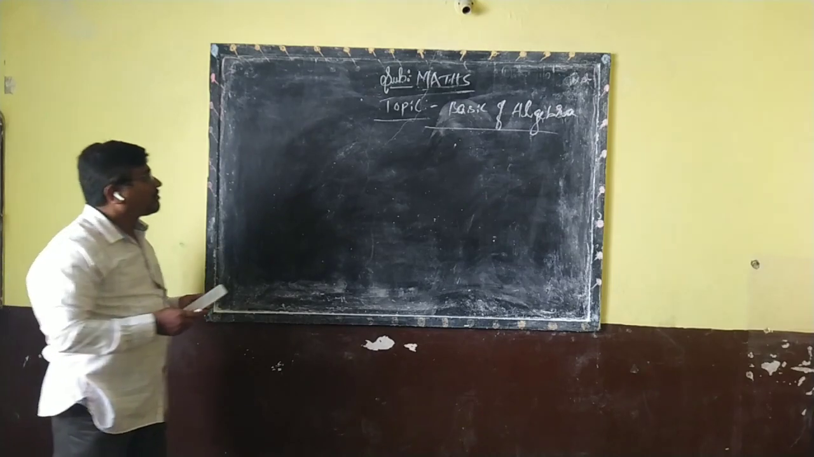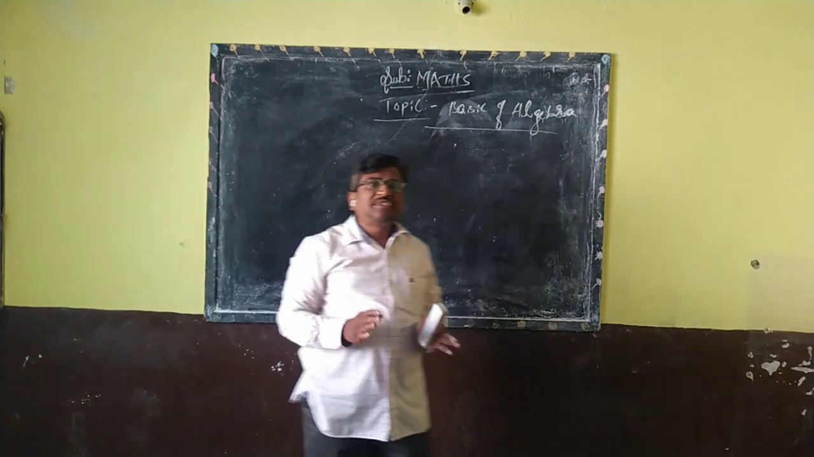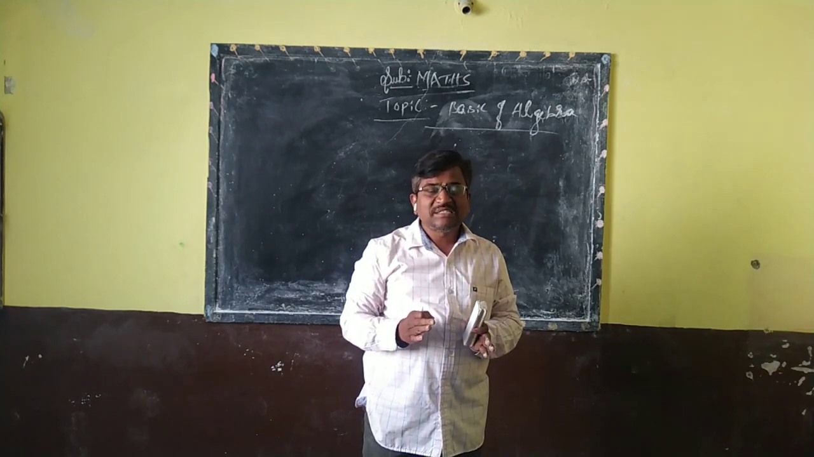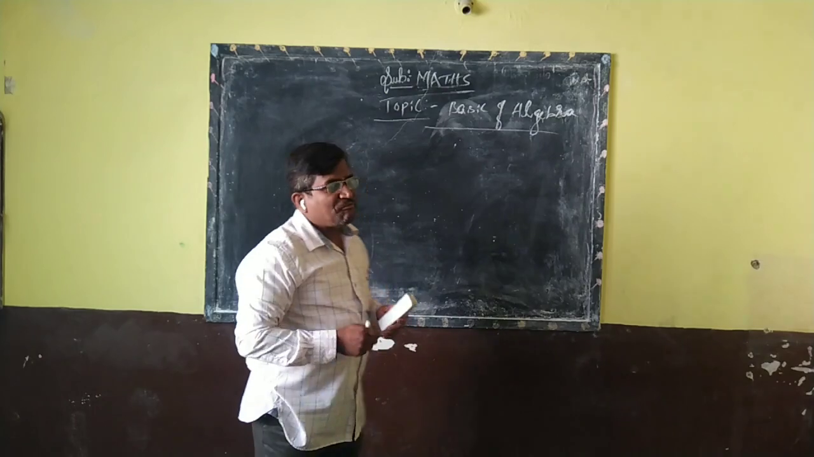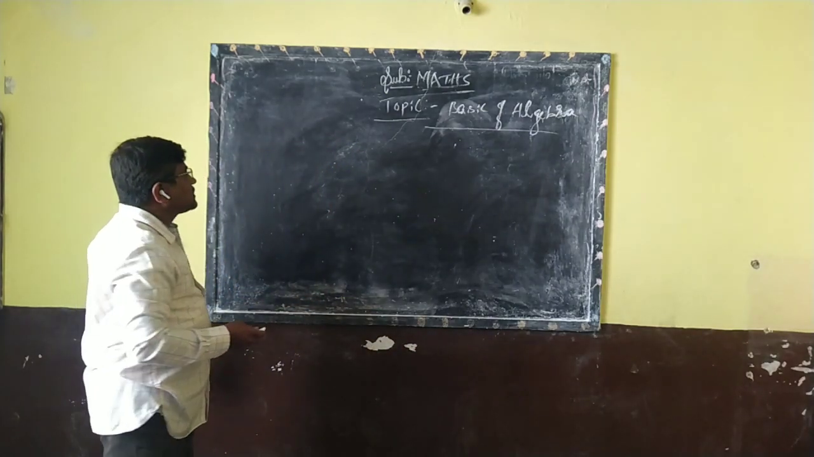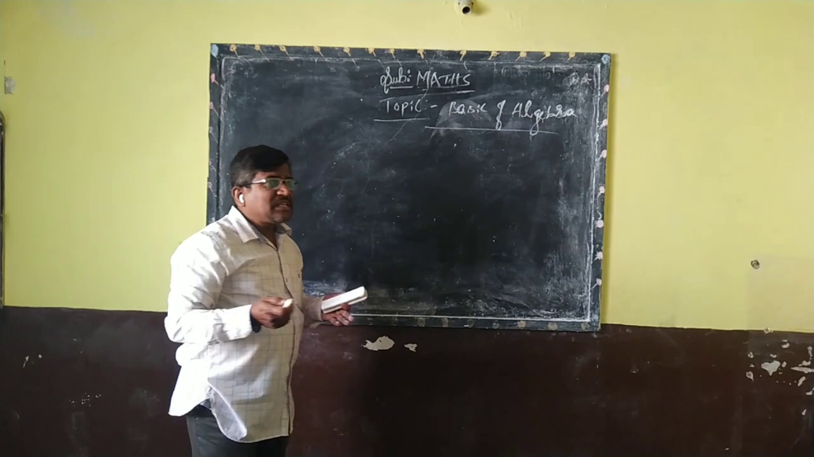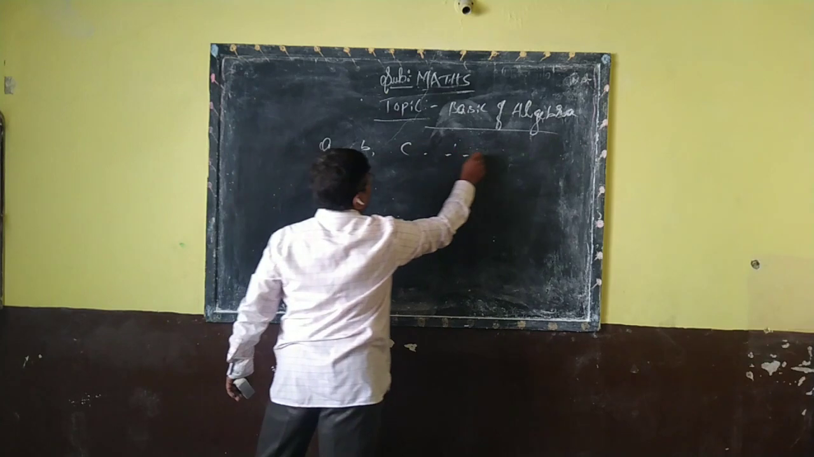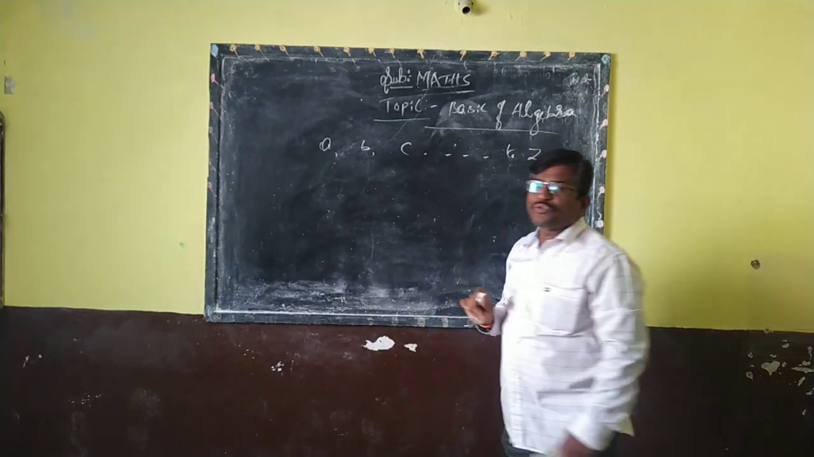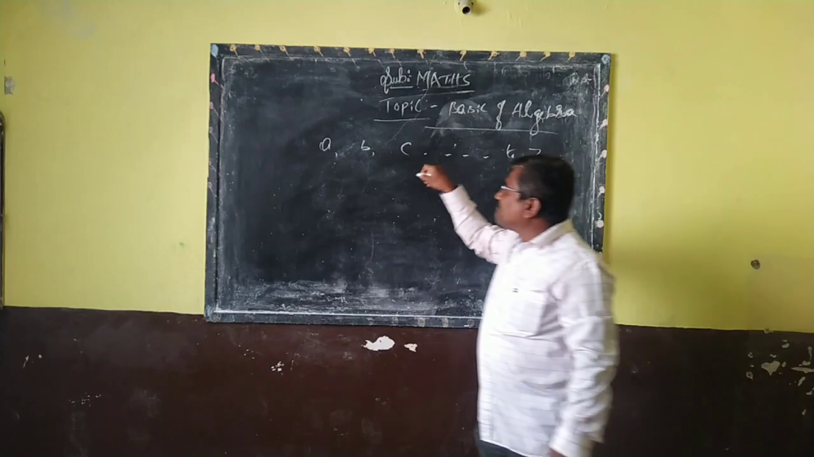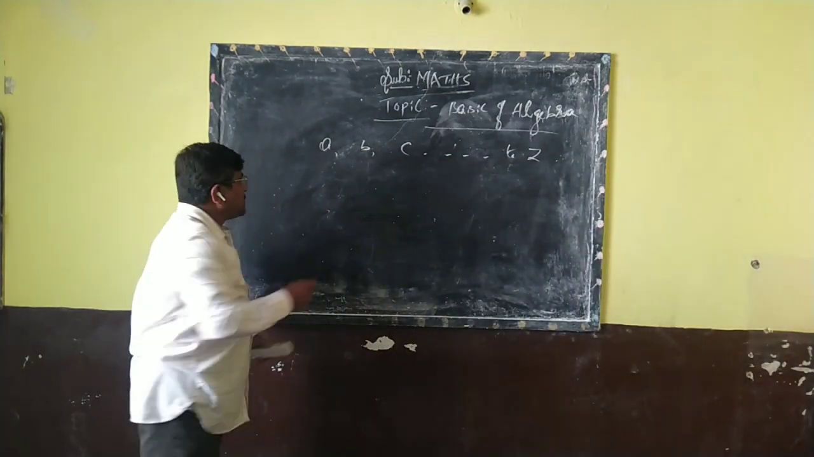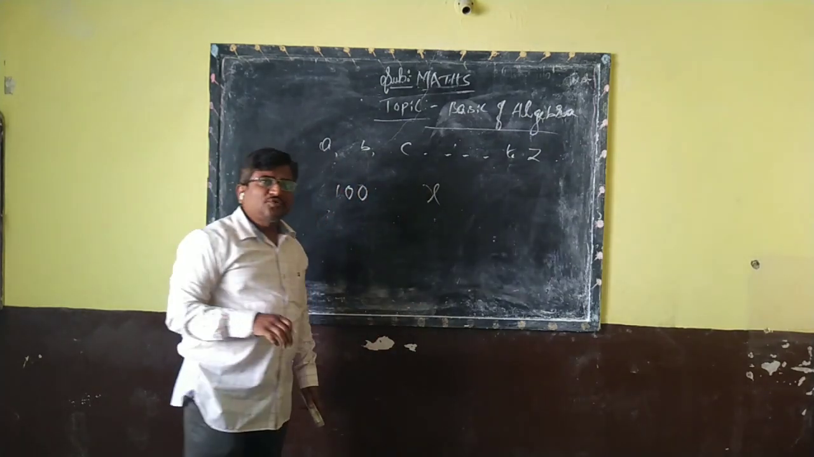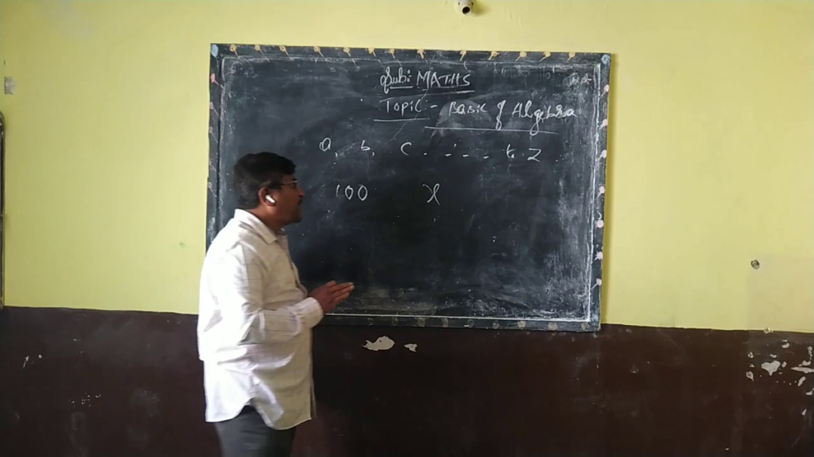What is algebra? It is one of the branches of mathematics that deals with the study of variables or unknowns. What do you mean by variables? Variables means letters. You can choose any letters, A, B, C, up to Z. It takes some value. Suppose if I mention 100, I know. Instead of 100, if I put x, I don't know. Just an example I will give.